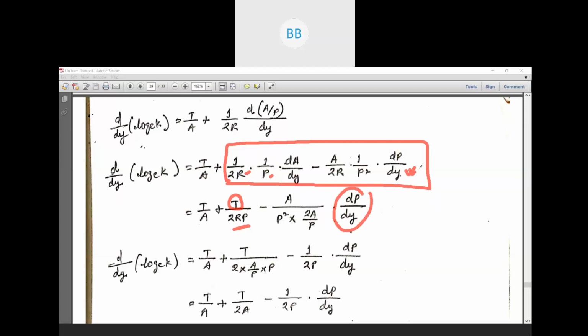So this will be T by A again. Again that R is replaced by A by P, so this P will be cancelled out, and then this P and this square will be cancelled out. So this area is also cancelled out. So it will be 1 by twice P, 1 by twice P dP by dy.